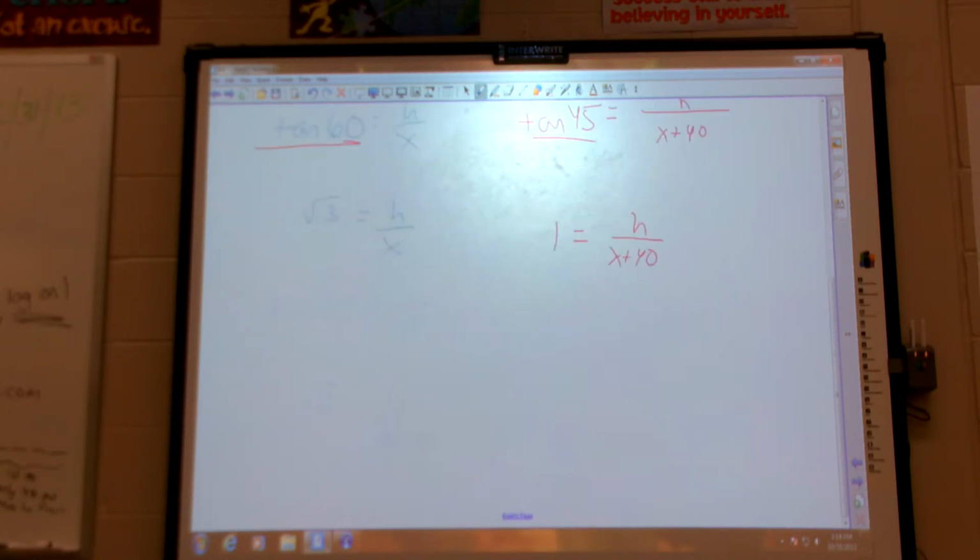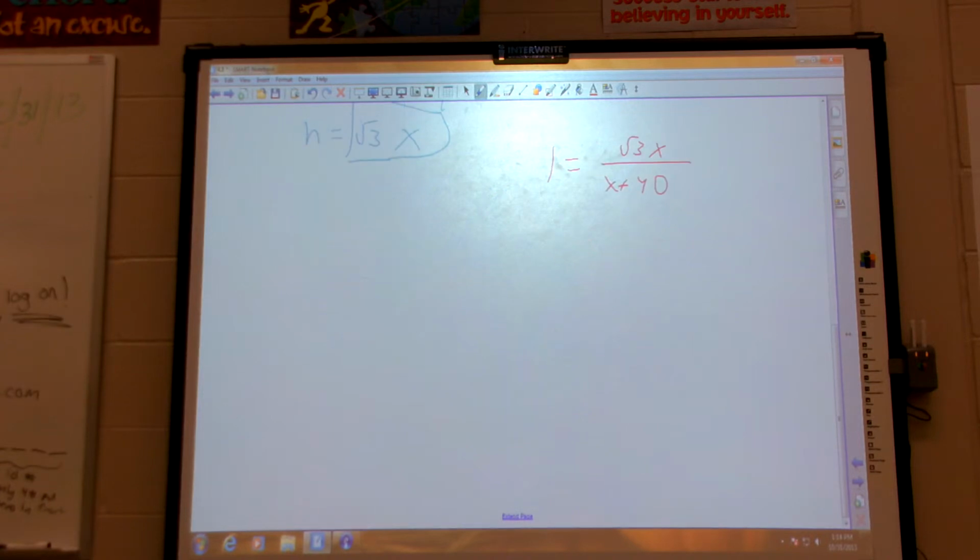Now I have to get one variable by itself. Let's use this. Cross multiply. h equals square root of 3x. I have a variable by itself. Remember on substitution, that's the whole idea? Let's plug all that in for h over here. So I have 1 equals square root of 3x over x plus 40.